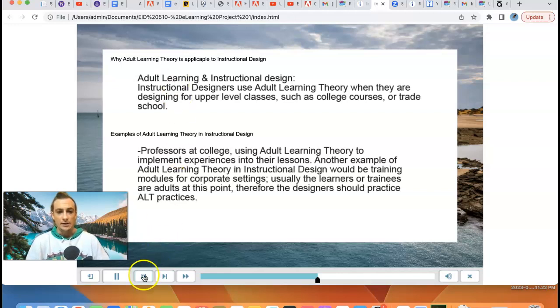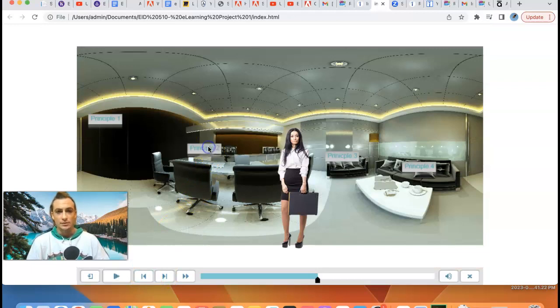Oops, let's go back one. Experiences, whether good or bad, serve as a backdrop for all learning activities. This means that adults usually have a lot of experiences, therefore, usually serve as a backdrop for all learning activities. That means that they want to have learning activities that are relevant to their experiences.